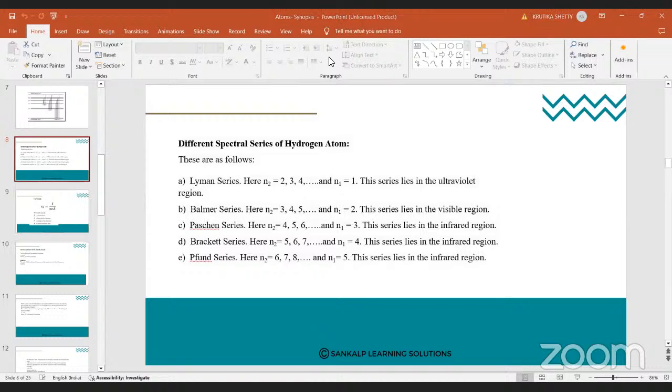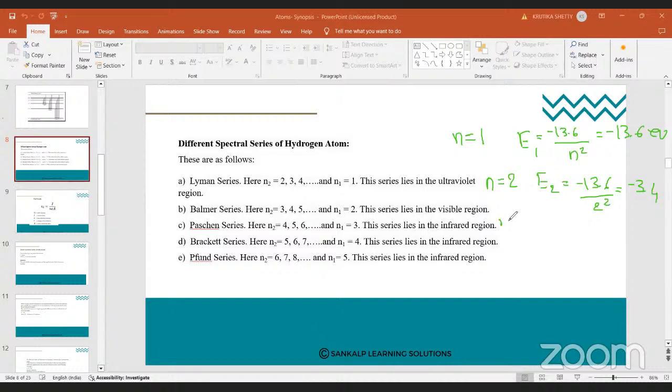Suppose they are saying ground state. Then you have to consider n is equal to 1. Suppose you are asked to calculate the energy: energy is equal to minus 13.6 divided by n square, which comes to minus 13.6 electron volt. Suppose they are saying the first excited state, so n is equal to 2. That is E2 is equal to minus 13.6 divided by 2 square, which is equal to minus 3.4 electron volt.